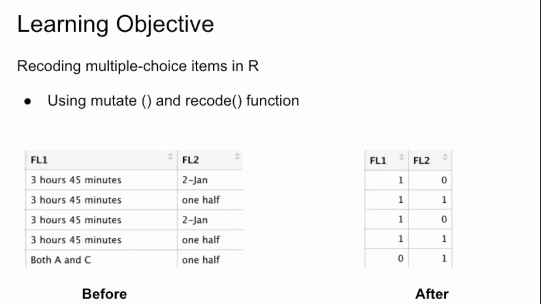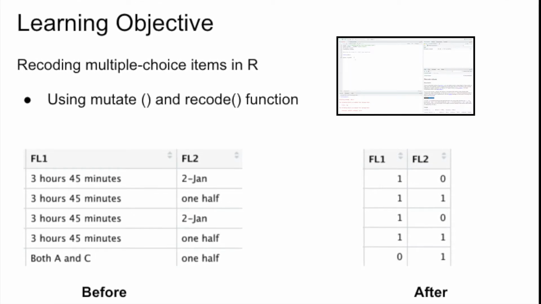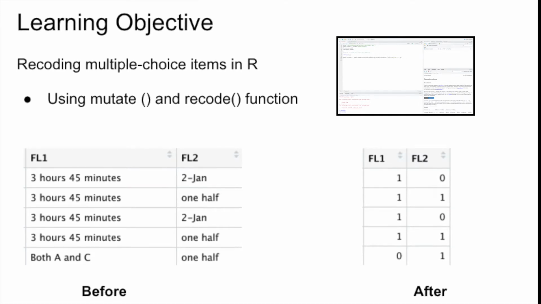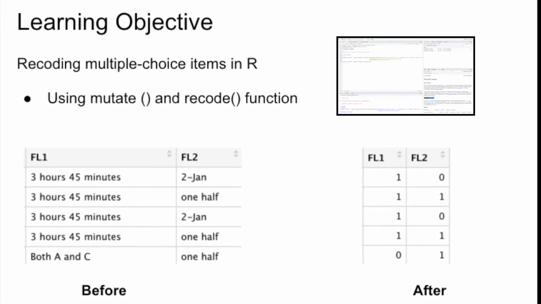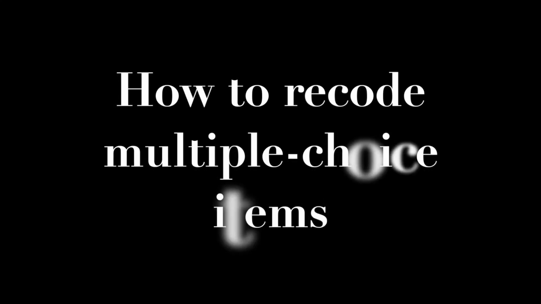This is Tong Wang. In my previous video, I showed you how to recode letter scale items to transform the string data into numerical data. Today, I will introduce another scenario, how to recode multiple choice items in R.